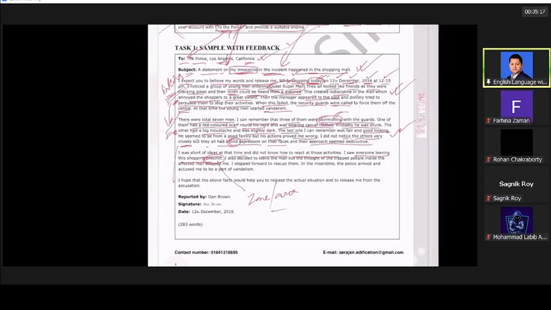I also decided to leave the mall, but the thought of trapped people inside the affected mall stopped me. I stepped forward to rescue them. In the meantime, the police arrived and accused me of being a part of vandalism.